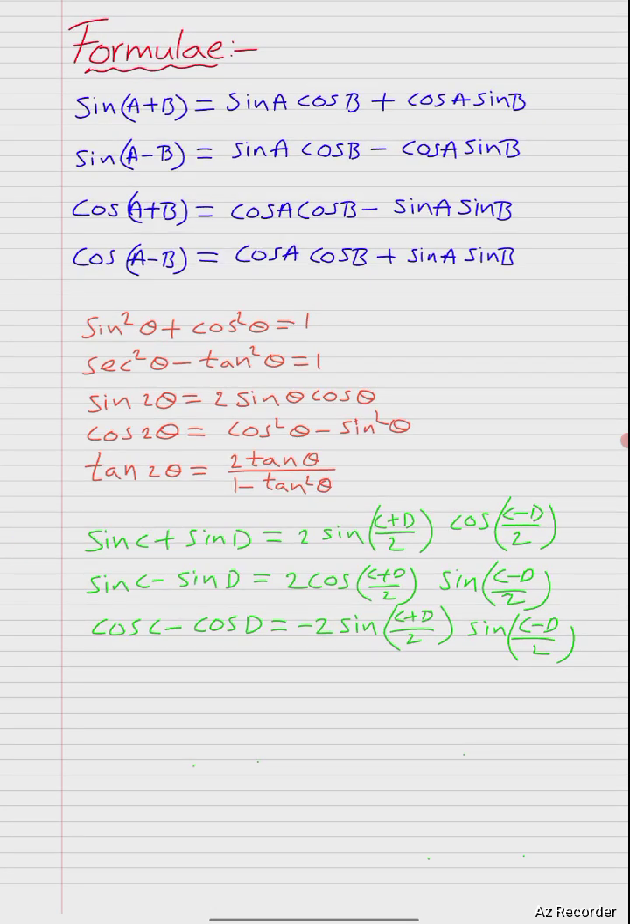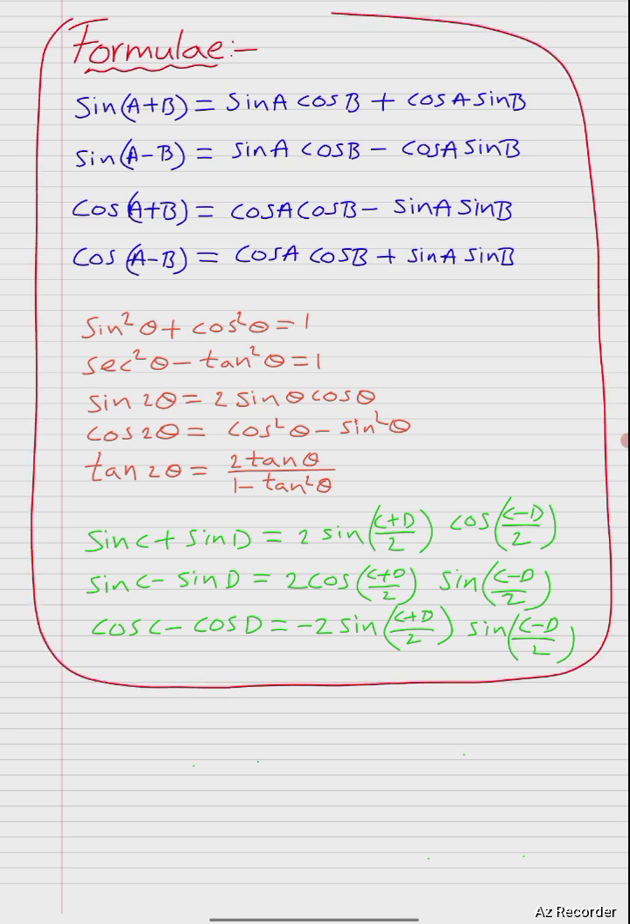Now these are the common formulas we use in trigonometry. Very, very important, make a note of it. Sin a plus b, sin a minus b, cos a plus b, all these formulas we frequently use. And sin square theta plus cos square theta is equal to 1. These we also frequently use in our physics. And sin c plus sin d is 2 sin of (c plus d) by 2 into cos of (c minus d) by 2. Make a note of all these formulas. Now we will see how to make use of them.